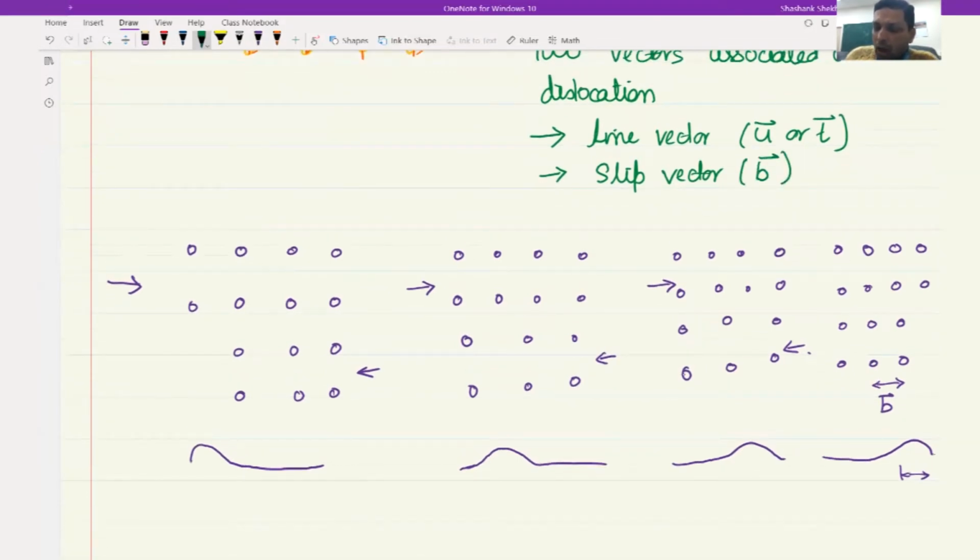This is equivalent to the shortest lattice translation vector. It will not be preferred along a direction where it is not the shortest. For example, it will not like to move along this. It will like to move along the shortest lattice translation vector.